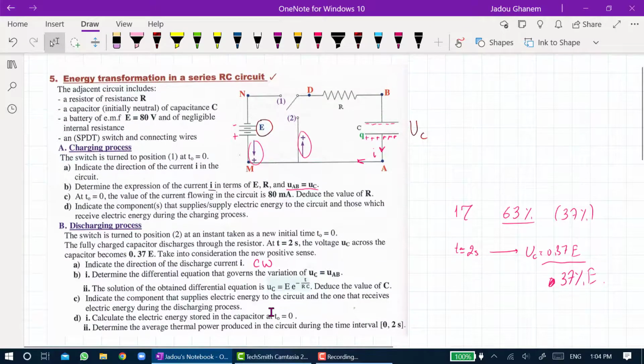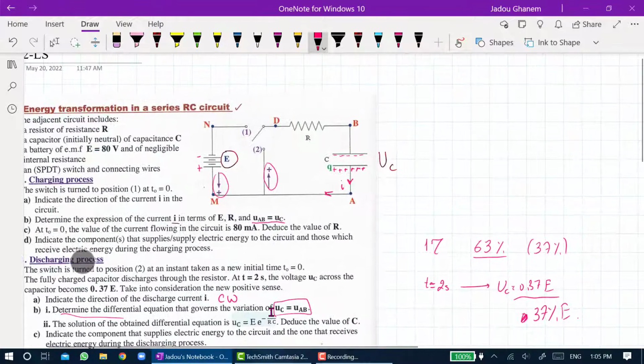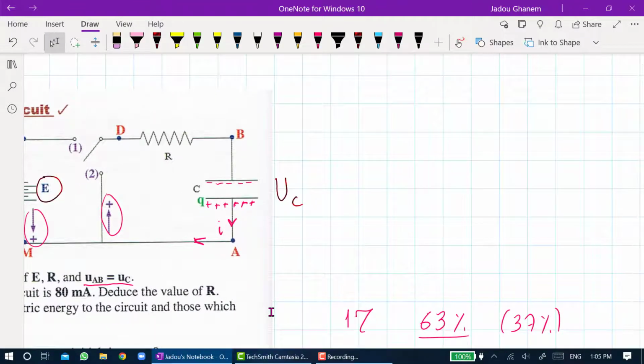Part B, they said determine the differential equation that governs the variation of UC equal UAB. To find the differential equation, we must use the law of addition of voltages across the circuit. We must start from any point. We can start from the capacitor or from the resistor, it doesn't matter. Let's start clockwise along the same direction. So we can start from UBA plus UAD plus UDB. All these will add up to 0. There is no battery here at all.